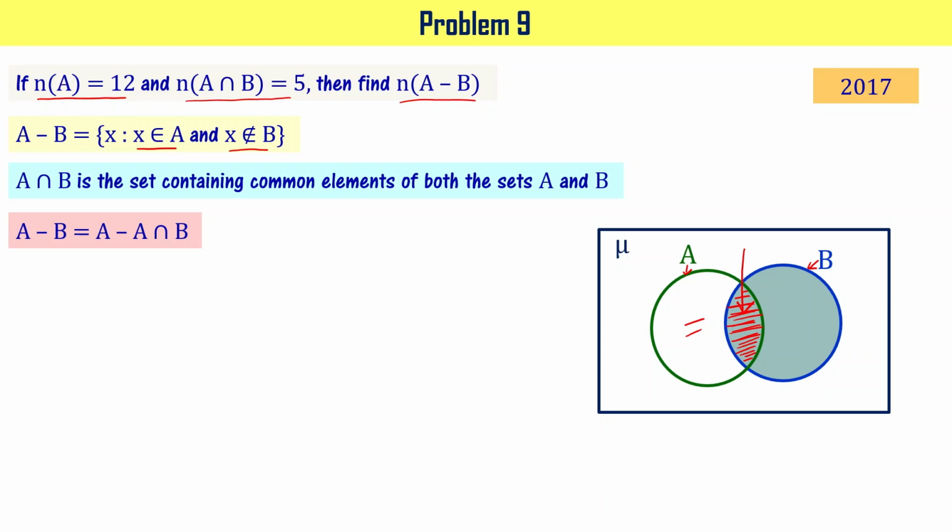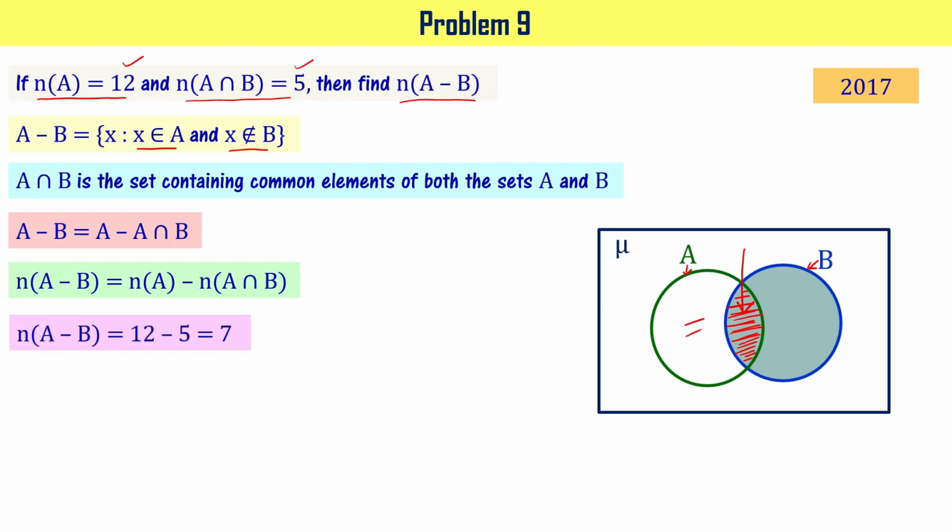It means n of A minus B is going to be n of A minus n of A intersection B, right? Let's substitute the values given for n of A and n of A intersection B. n of A equal to 12 and n of A intersection B is 5. When you substitute and simplify, you get n of A minus B equal to 12 minus 5, that is equal to 7. This is what we are asked to find.